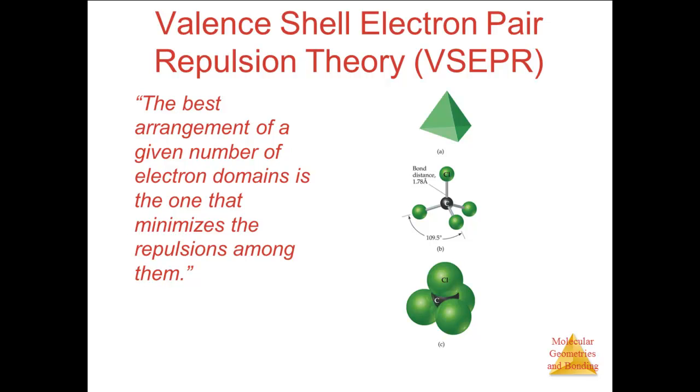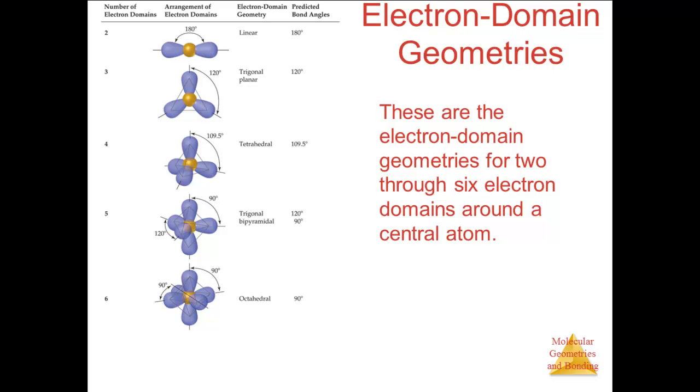Any unshared pair of electrons is a domain, and any bond, single, double, or triple, is also one, but only one, domain. There are 5 different electron domain geometries, formed from 2, 3, 4, 5, and 6 electron domains. You need to memorize the number of domains in each shape, the names of the shapes, and the angles between the domains.